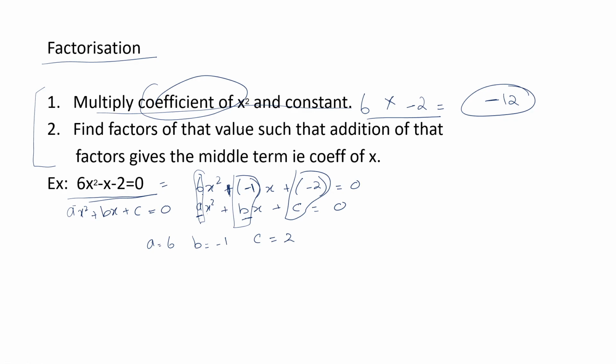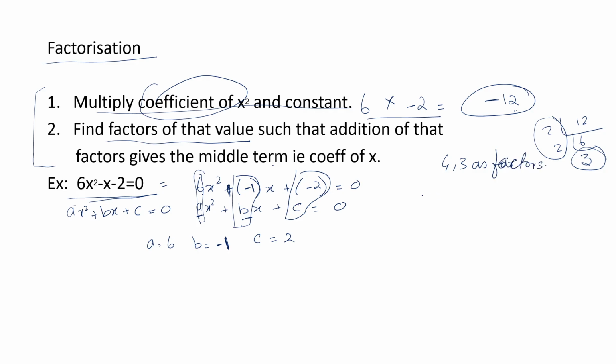Is that clear? Yes. Next, find the factors of that value. Which value? The multiplied value. Find the factors of that, such that the addition of those factors gives the middle term. What is the middle term? The coefficient of x. So on adding these factors, I should get minus 1. So let me split like this: 4 and 3 as factors.